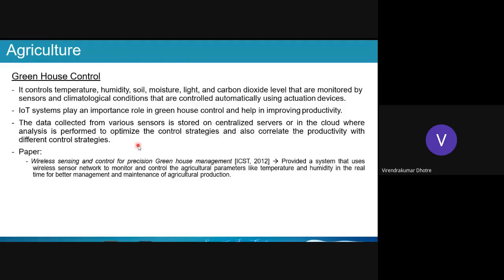The data collected from various sensors is... excuse me, I'll take a one minute pause.